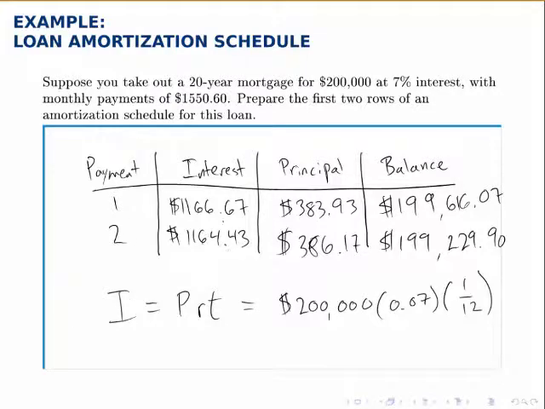Each time, the interest payment will drop a little bit because the balance is slowly dropping. Each time the interest payment drops, the principal payment goes up by the same amount because the interest and principal will always add up to $1,550.60 because the fixed monthly payment is always the same. But this is what an amortization table looks like, at least in part. We slowly watch the interest payments decrease, the principal payments increase, and the balance slowly drops until at the last payment, the balance goes to zero and the loan is fully paid off.